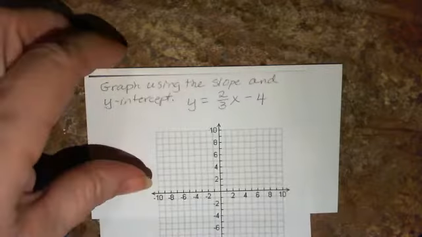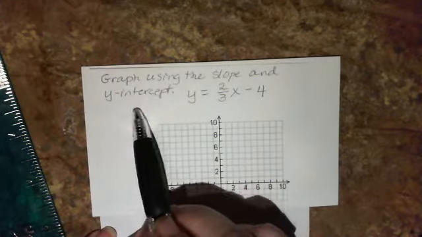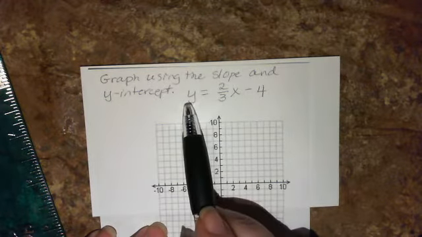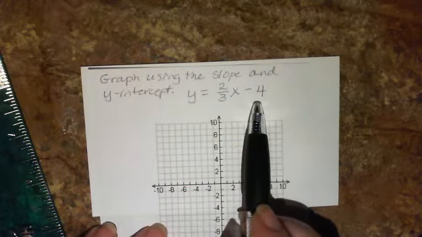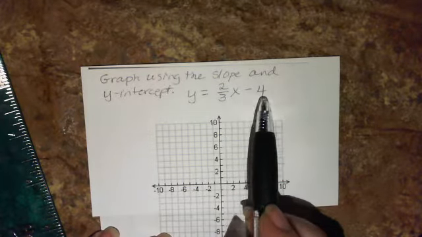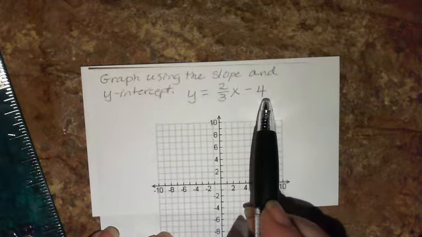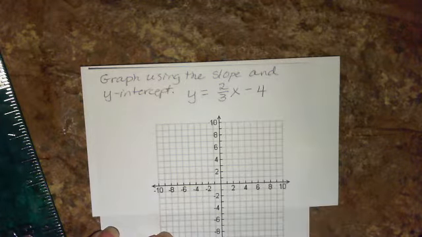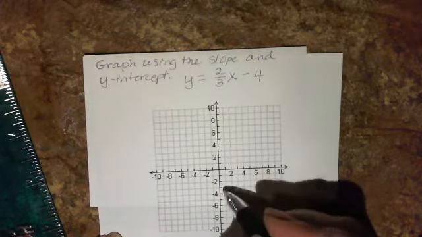We can also graph from a form of the equation that shows us the slope and the y-intercept. So let's look at that. The instructions say graph using the slope and the y-intercept, and the form of the equation shows us the slope and the y-intercept. So the routine for this is to first mark the y-intercept. Remember, -4 is the b value, or the y value of the y-intercept, so we're going to mark -4 on the y-axis.